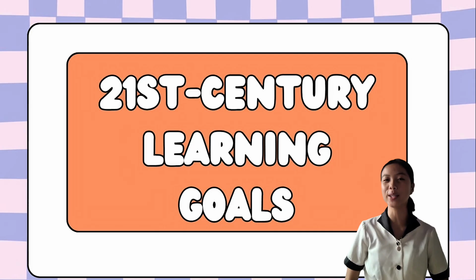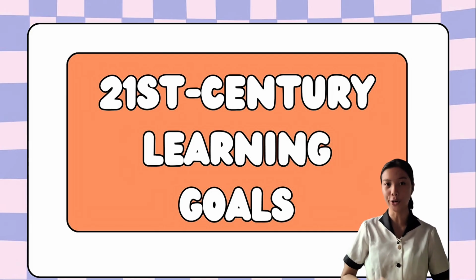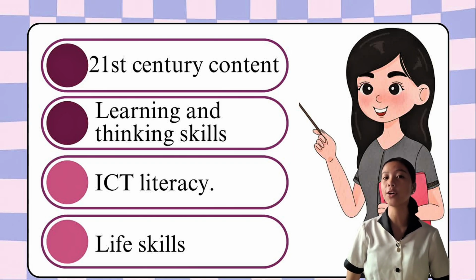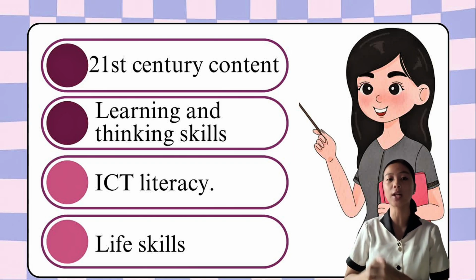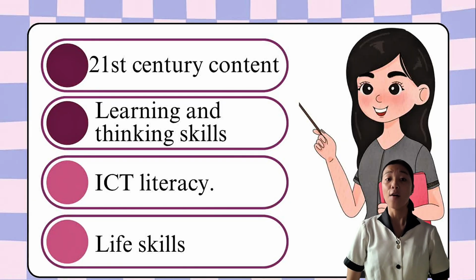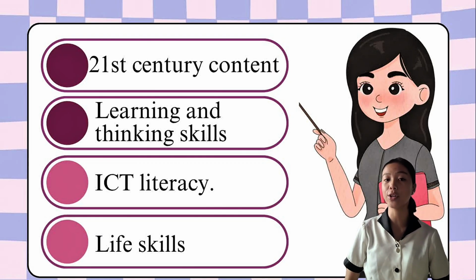21st century learning goals. Now, let's connect this to 21st century learning. First, 21st century content includes global awareness, financial and economic literacy, civic literacy, health, and environmental awareness. Second, we have learning and thinking skills: critical thinking, problem solving, communication, creativity, collaboration, and media literacy.